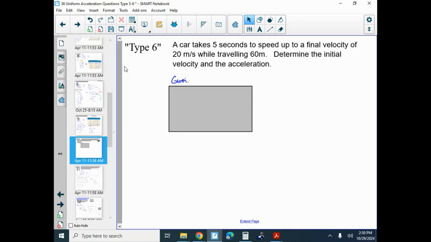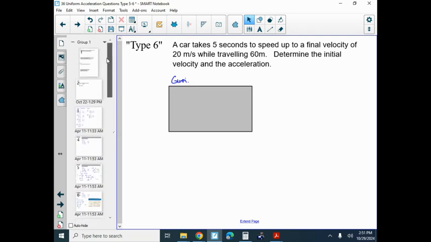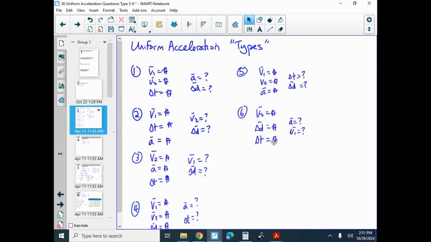Moving on to type 6. Okay, so first one of seeing type 6. This car takes 5 seconds to speed up to a final velocity of 20 meters per second while traveling 60 meters. So we're given a time, final velocity, and a displacement, right? Type 6.